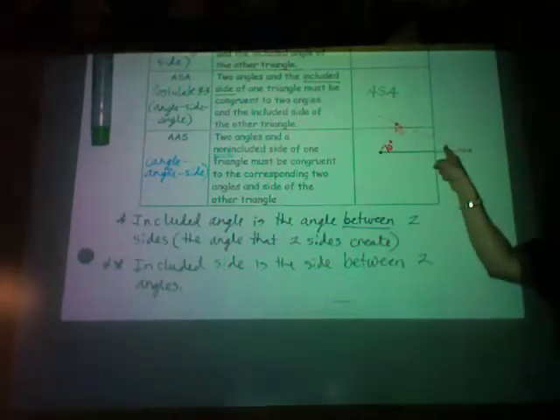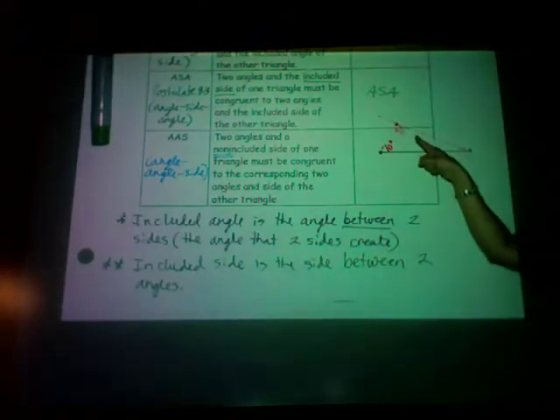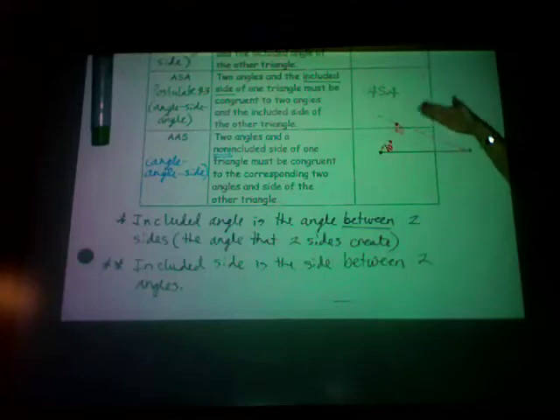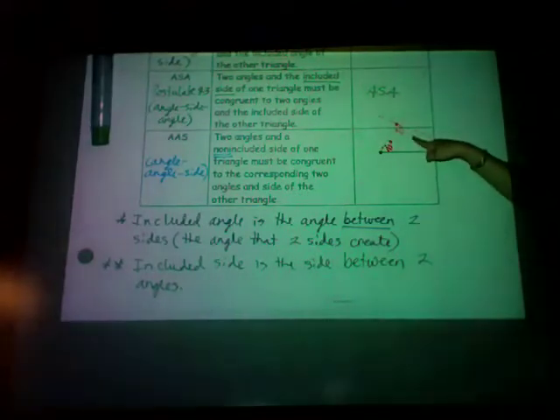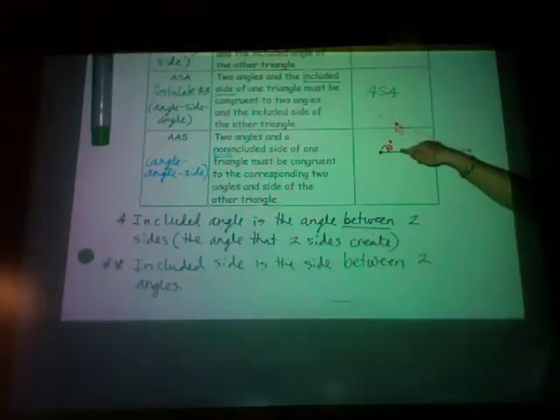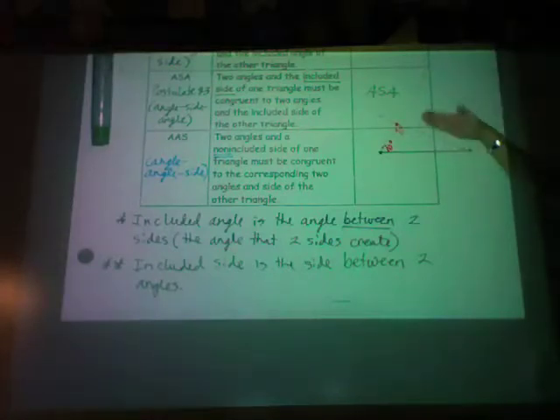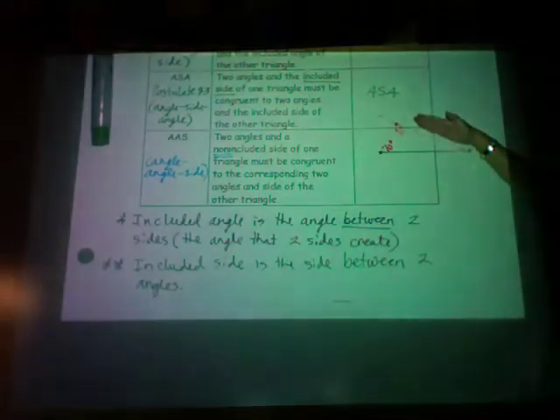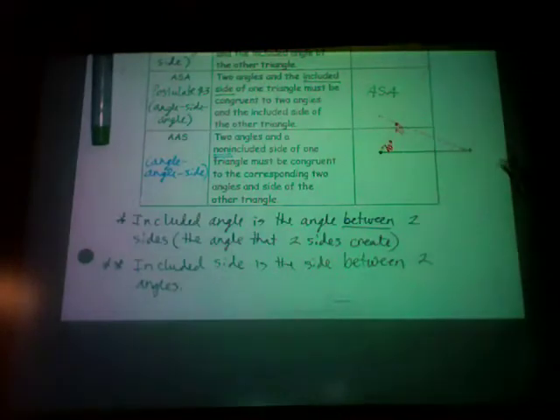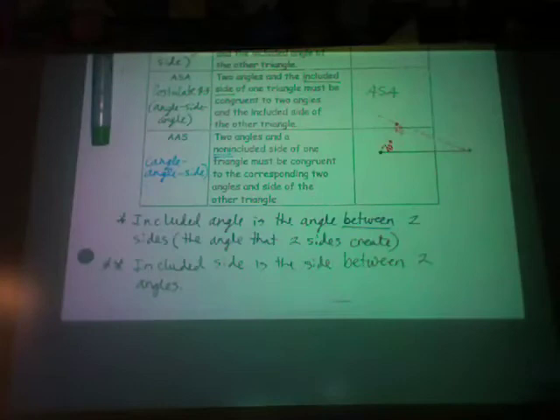Isn't there only one degree that this angle could be there? Because they all add up to 180. So I couldn't make this go bigger or wider, because if I made it go bigger, wouldn't that be bigger than 90? If I made it go smaller, that'd be smaller than 90. Agreed? There's only one place again for that to lay. And it has to look like that. And so your reasoning for a non-included side would be AAS.